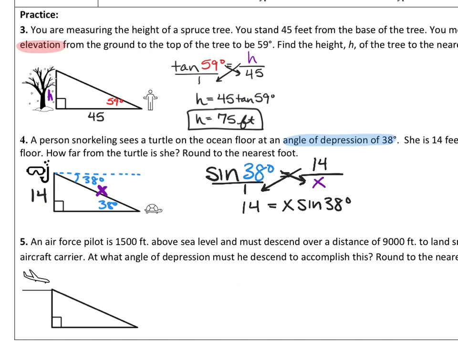Put 14 sine 38. Well, but they're not next to each other. We would if the 14 was next to sine of 38. We divide, so we're going to divide both sides by sine of 38 degrees, basically so that this sine of 38 degrees is going to cancel out and leave the x by itself. Remember, if you're solving for the denominator, you divide. If you're solving for the numerator, you multiply.